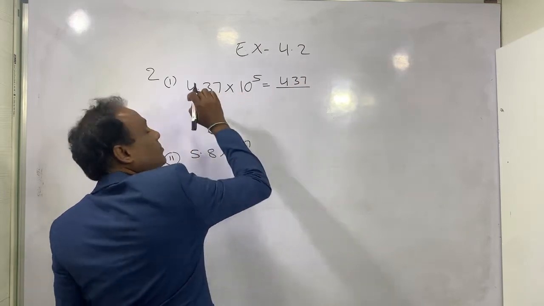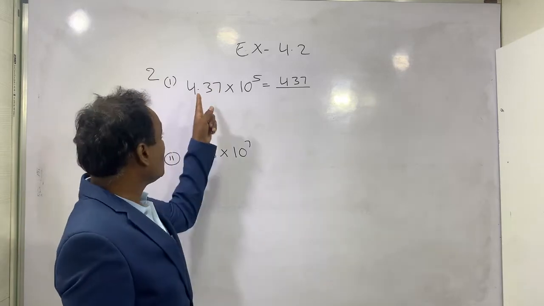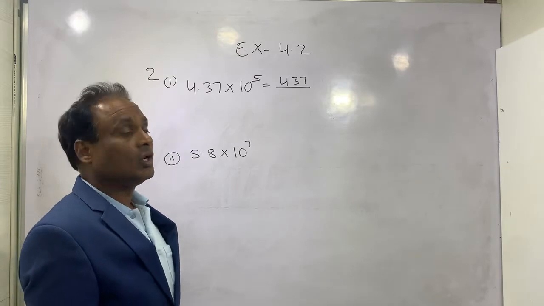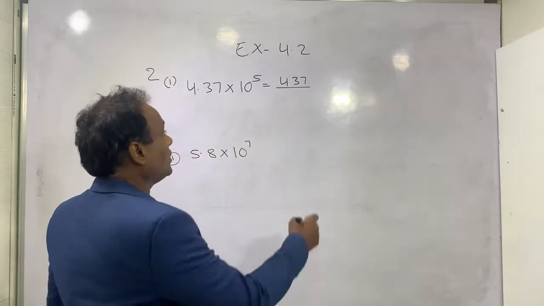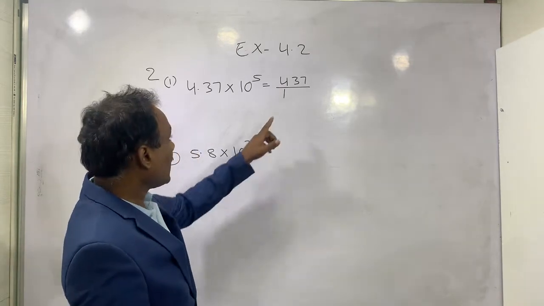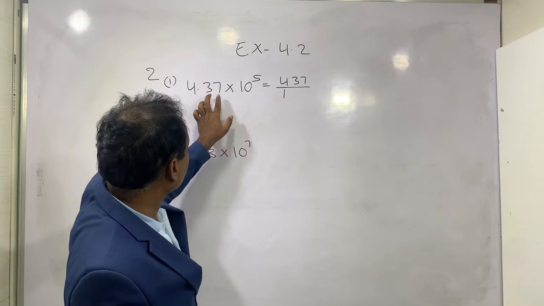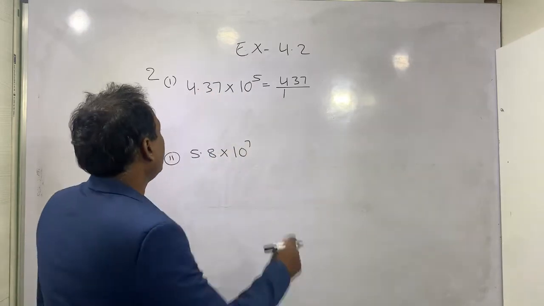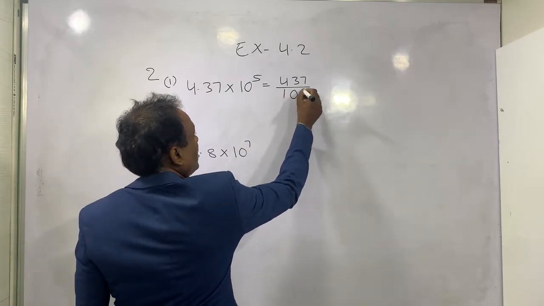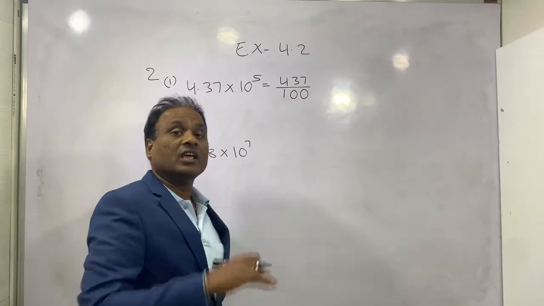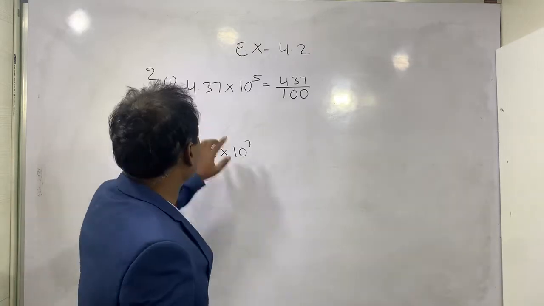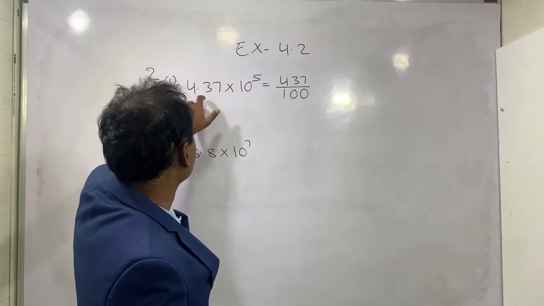First remove the decimal. How to remove the decimal? To remove the decimal in any number, we have to write 1 here and put number of zeros equal to the number of digits after the decimal. After the decimal there are 2 digits, so put 2 zeros. This is not a new concept. You studied this in the lower classes in decimals and fractions. So in 4.37 we have to remove the decimal.